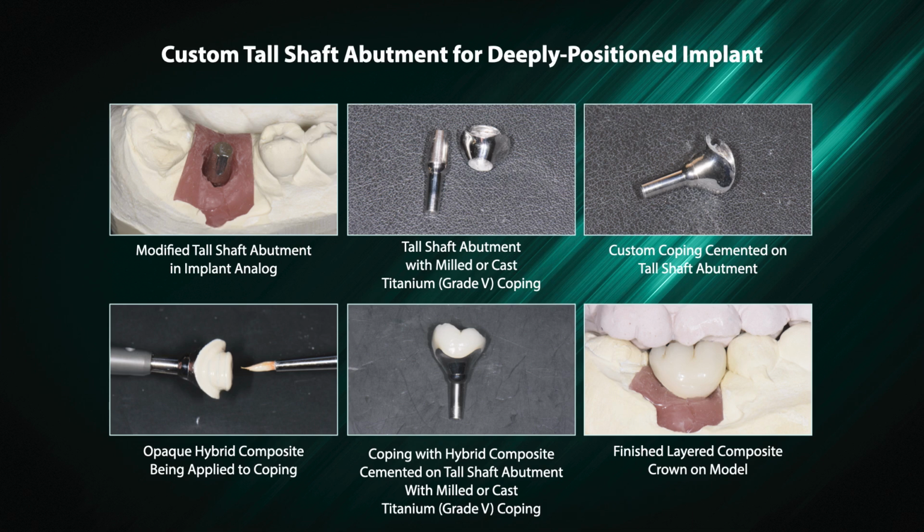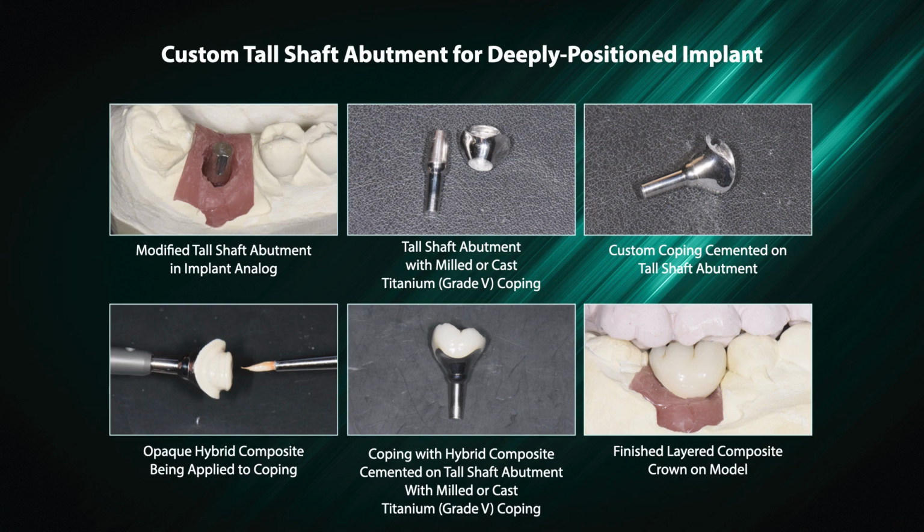The first image at the top is of a modified tall shaft abutment in implant analog. The top middle image is of a tall shaft abutment with milled or cast titanium grade 5 coping. The top right image is of a custom coping cemented on a tall shaft abutment. The bottom left image is of an opaque hybrid composite being applied to a coping.